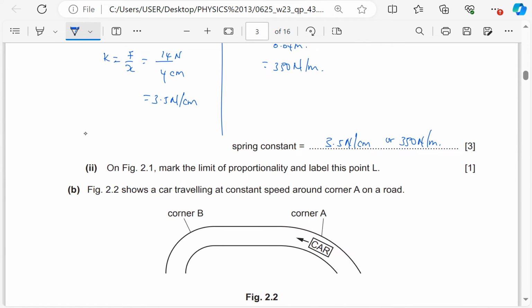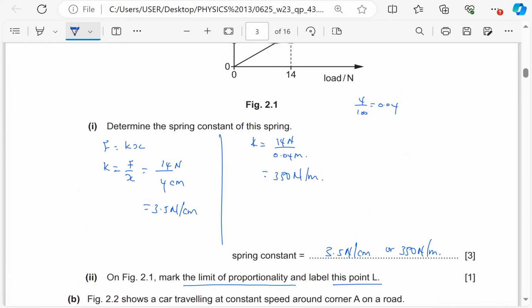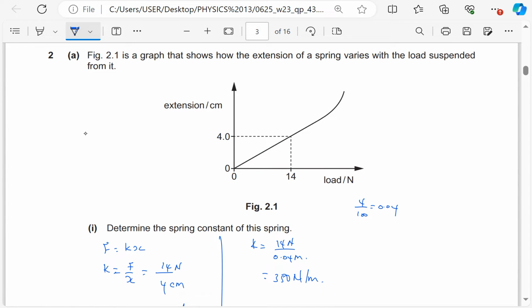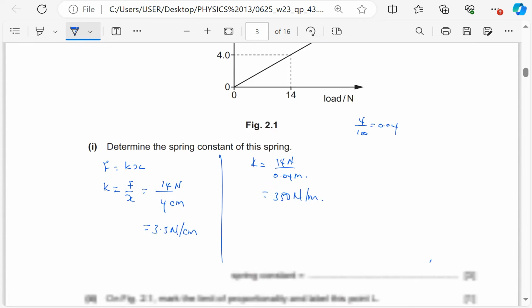On the figure, mark the limit of proportionality and label this point L. The limit of proportionality is where the straight line stops. So we come here, the straight line stops almost around here. So I'll mark this point L, where the straight line stops. That is the limit of proportionality.